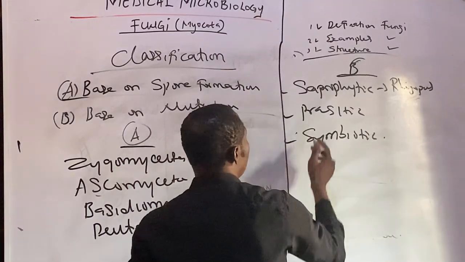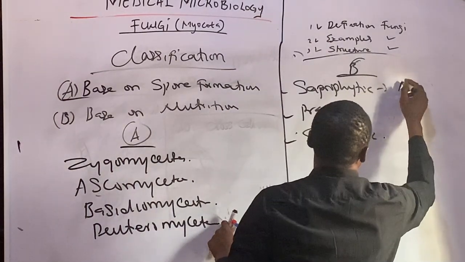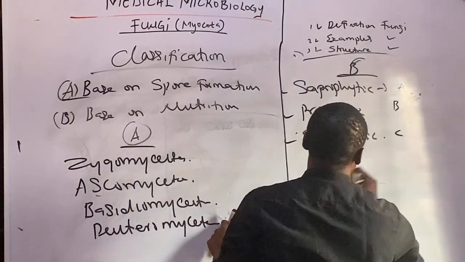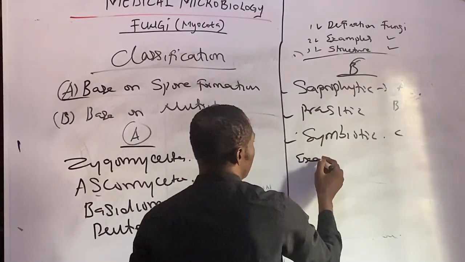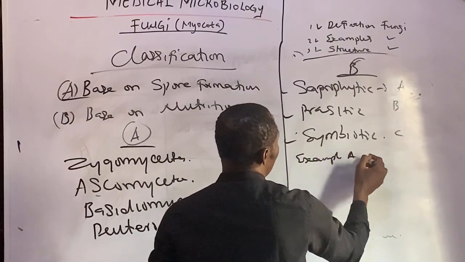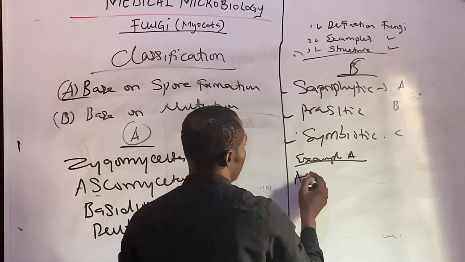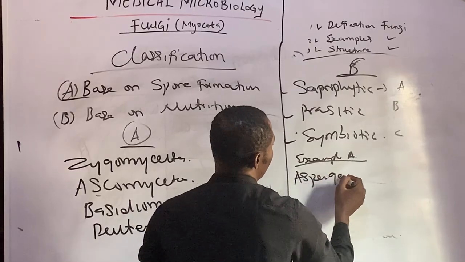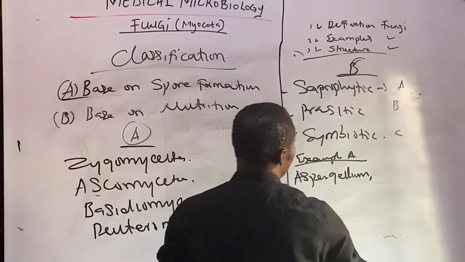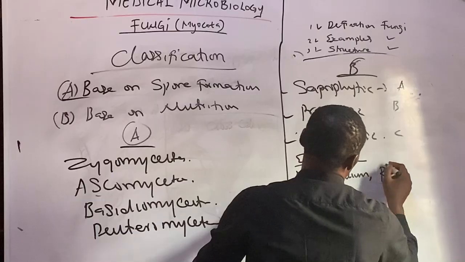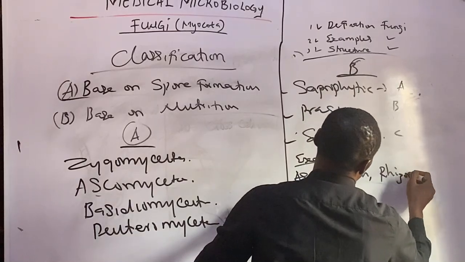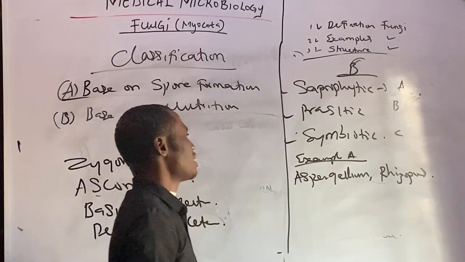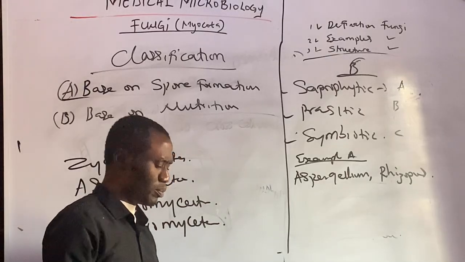Let me put it here. Let's call this one A. Let's call this B. Let's call this C. Now, examples of A are the aspergillus, the rhizopus. All right, so these are the two examples that we're going to give you. There are still more examples of those.